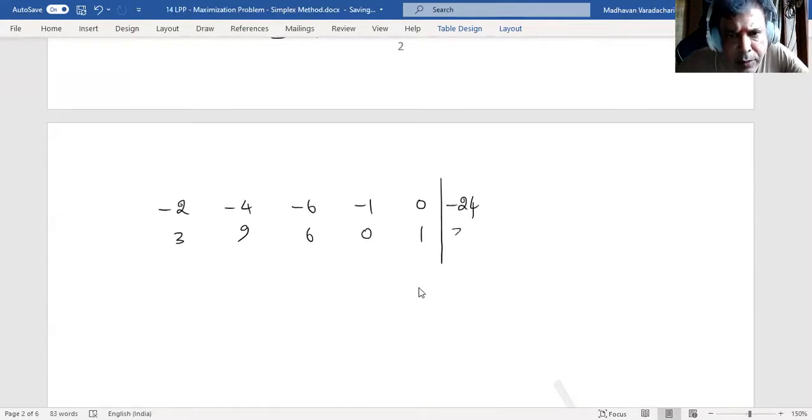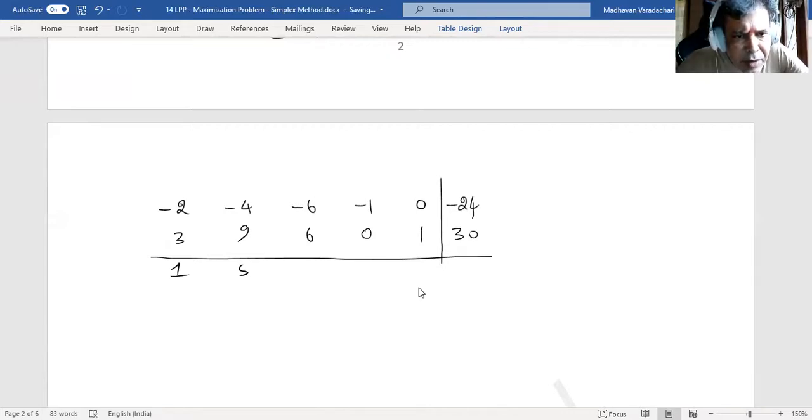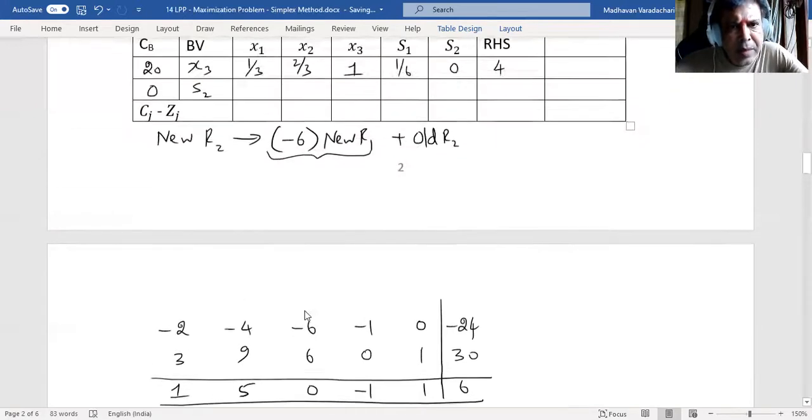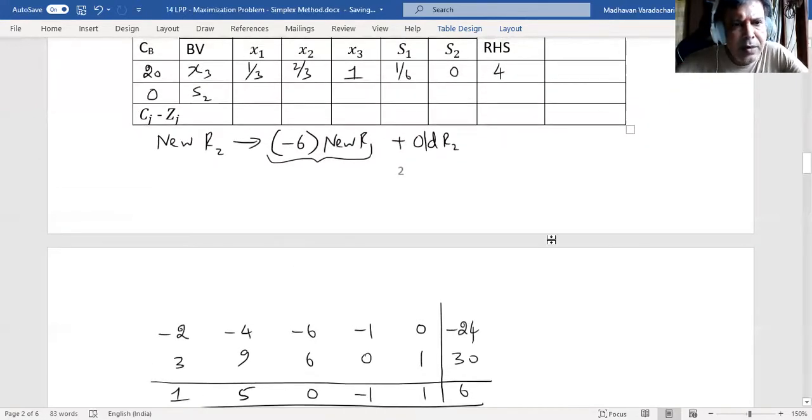39601. And here it was 30. Now, let us add these two. This will become 1, this will be 5, this will be 0, this will be -1, this will be +1, this will be 6. Now, these elements can be filled in here. That is our new row 2 elements. So it is 1, 5. See, we got 0, -1.